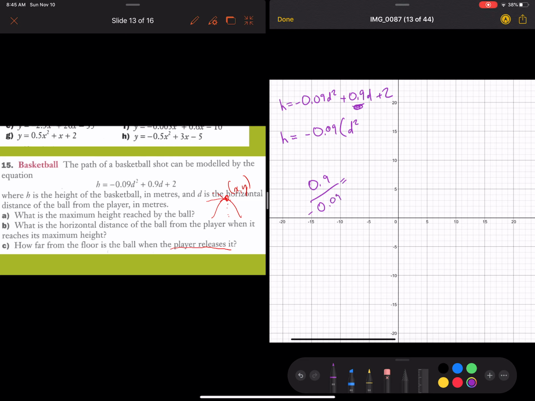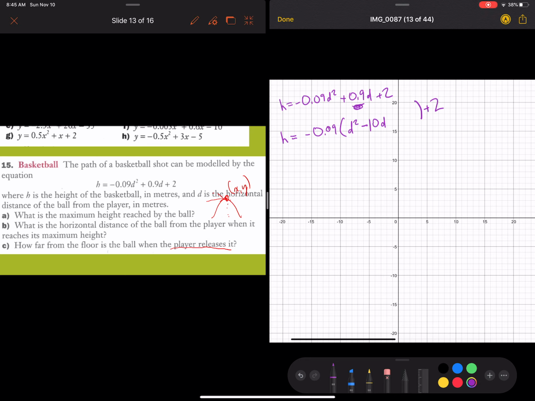What do we end up getting? We can multiply the top and bottom by 100 over 100. So that gives me 90 over negative 9, which is equal to negative 10. So I say negative 10d. Okay, what else? We have to add and subtract something. Let's just leave some space here, and add this plus 2 out there.